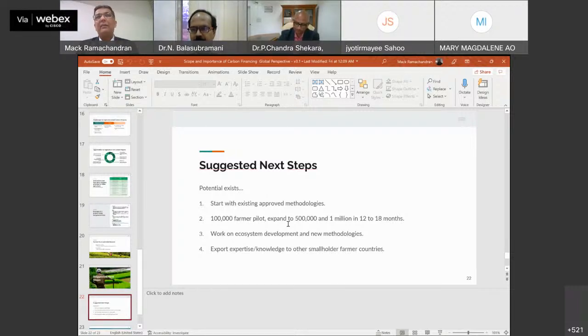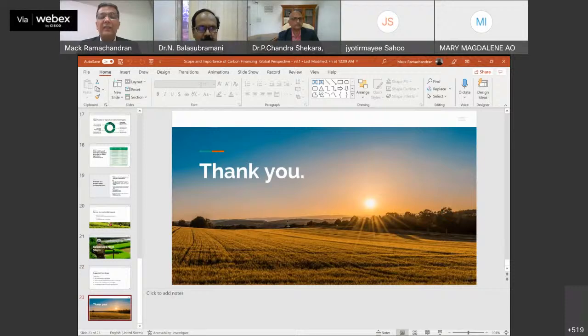I think given Manage's very large reach and global partnerships, it would also be very important to work on what I call ecosystem development and coming up with new methodologies. And down the road, in 6, 12, 18 months, I can also visualize something around Manage and Indian expertise being used for agriculture soil carbon in other emerging markets. So there's lots of potential to think through with all of you on next steps.